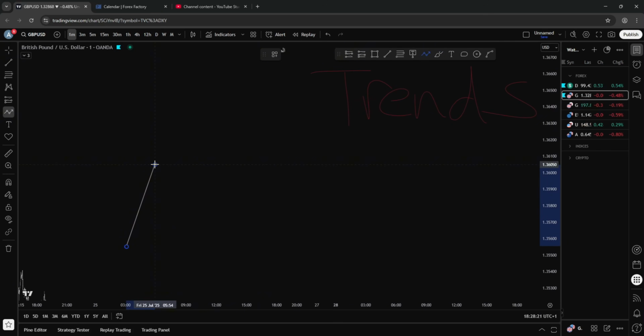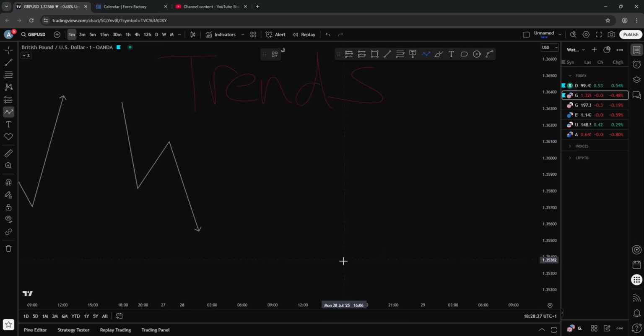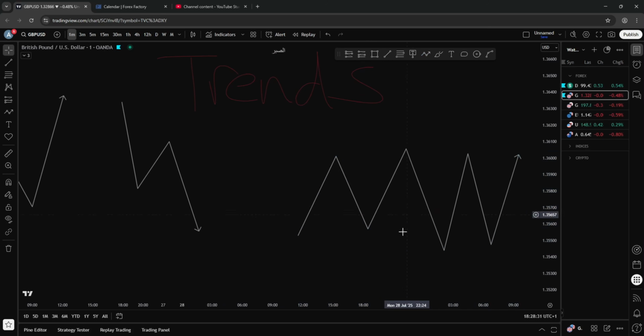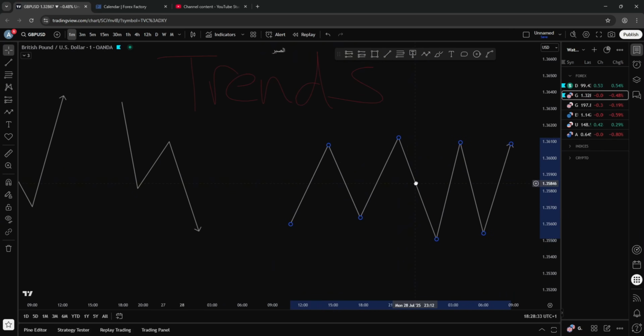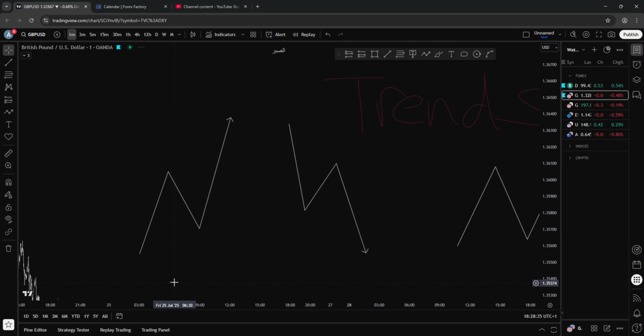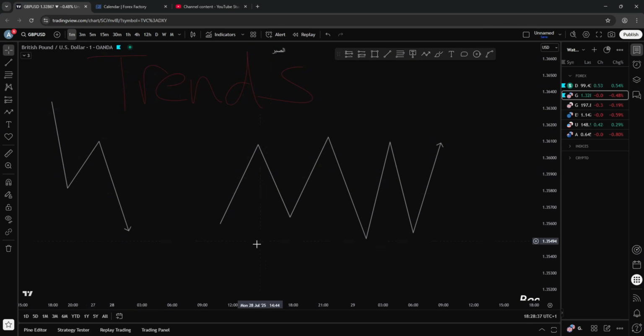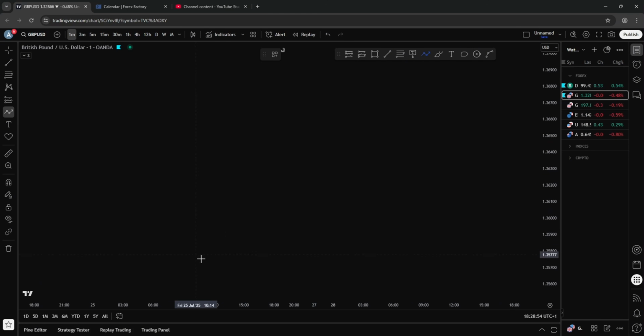So obviously we've got bullish trend where price is moving up. We've got bearish trend where price is moving down, and we also have sideways price, which is also known as consolidation, accumulation, ranging, whatever you want to call it, I don't care, right? So we know price can either move up, down, or sideways. So let's dive a bit further. Let's talk about the bullish trend.